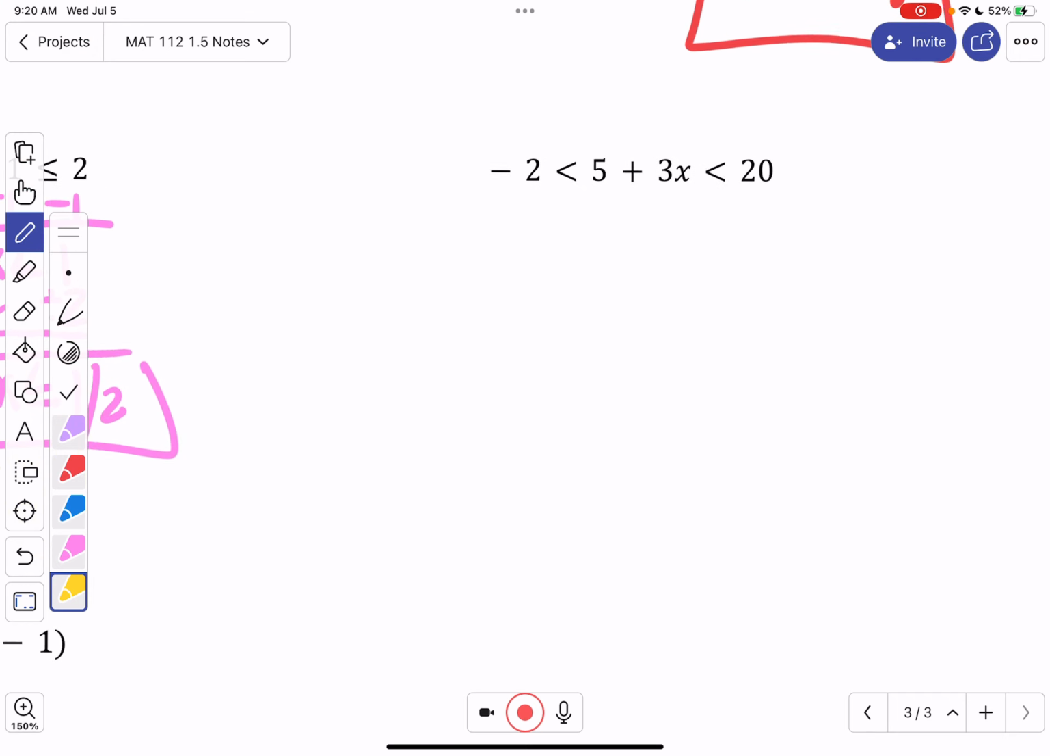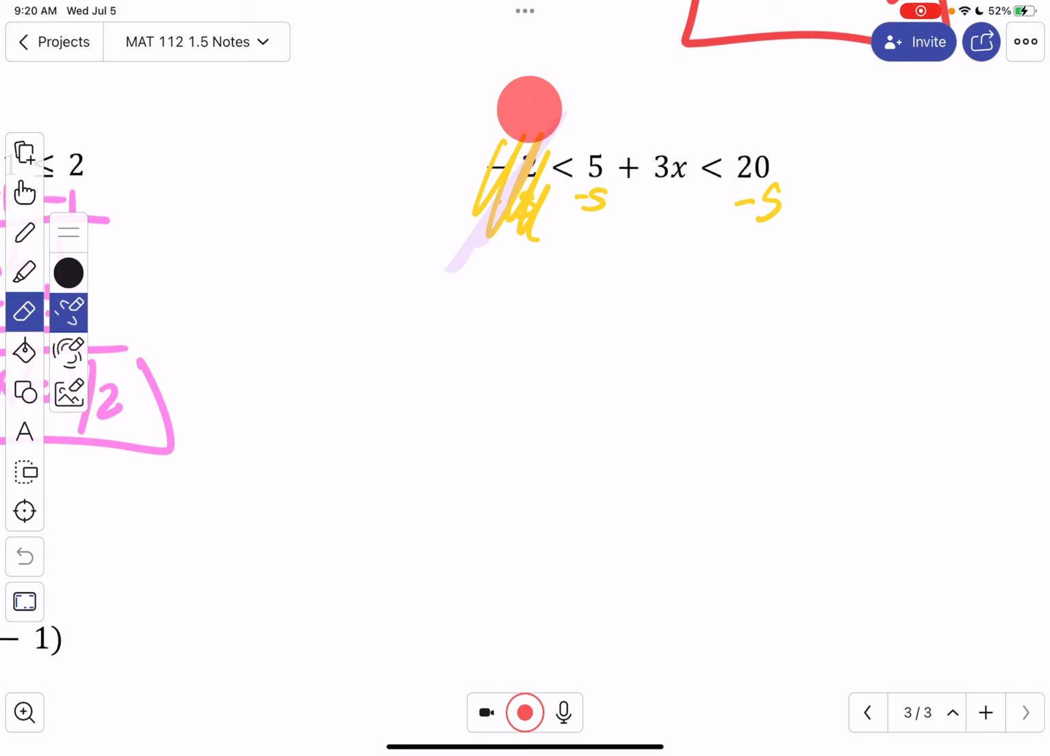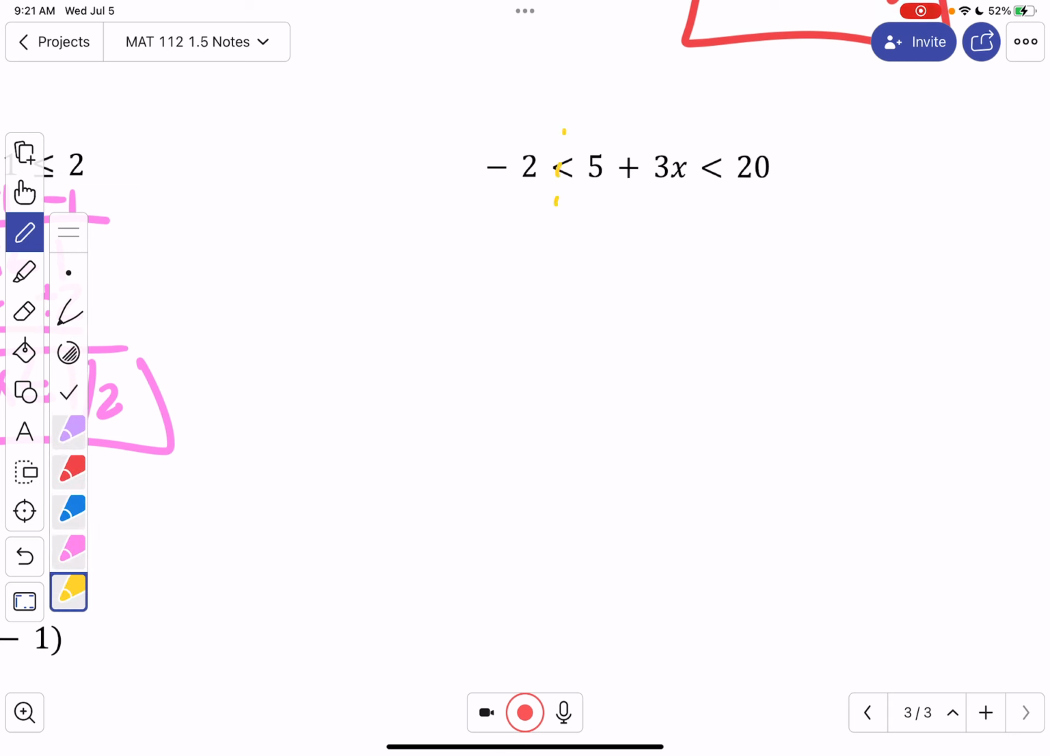Here, we have a 3-way inequality. It's no different. If this was covered, you would solve this by subtracting 5 first. So instead, we're just going to subtract all of them by 5. So we're going to kind of have, it's like having 2 equal signs. So we're going to subtract 5 from all 3 parts.